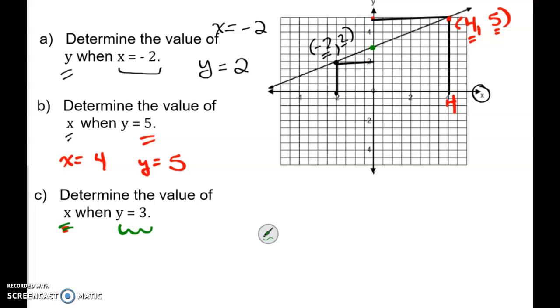Well, the beauty of this question is I don't need to go left or right to hit that line. When y is equal to 3, I'm already on the line. So I just need to move down to see, well, what's that x value? That x value is 0. It is right on that y-axis. So my question is, when x is equal to 0, y is equal to 3. So I know a point on that graph will be (0, 3).